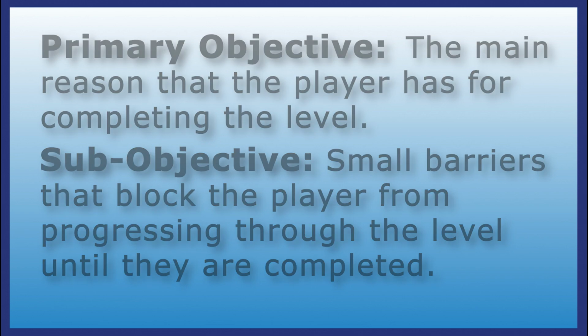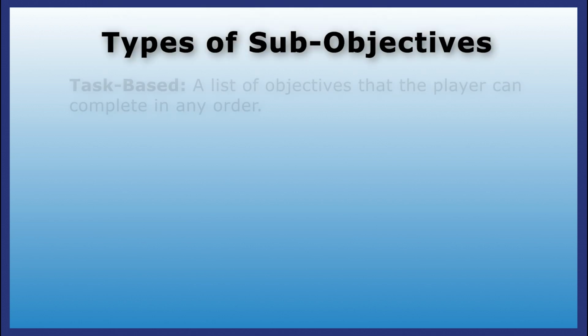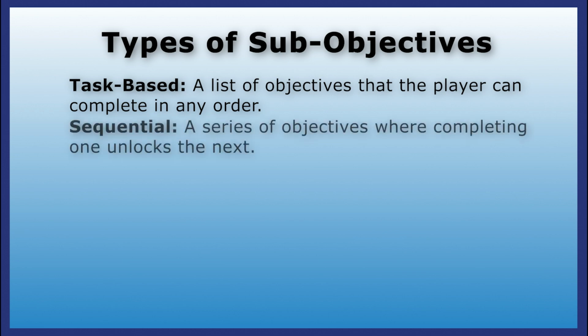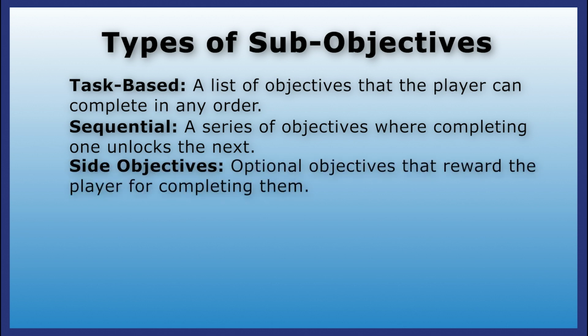There are a few different ways that sub-objectives can be implemented into a game. Task-based objectives. With these, the player is given a list of sub-objectives to complete, and are free to go about and complete them in any order. Sequential objectives. A series of sub-objectives where completing one leads into the next, often culminating with the primary objective. Side objectives. Generally optional objectives that players are assigned to complete within a level that rewards them with optional goodies. Often they come in the form of side quests, which I'm sure you're all familiar with.